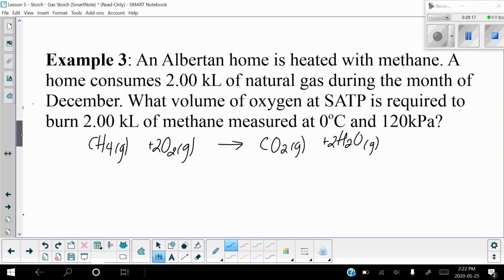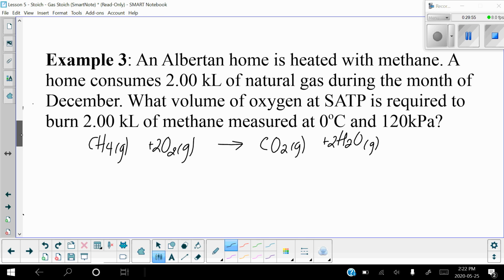Okay, let's do one more example, and then you'll try one on your own, and we will be done. An Albertan home is heated with methane. Methane is CH4. A home consumes about 2.00 kiloliters of natural gas during the month of December. What volume of oxygen at SATP is required to burn 2.00 kiloliters of methane measured at 0 degrees Celsius and 120 kilopascals?